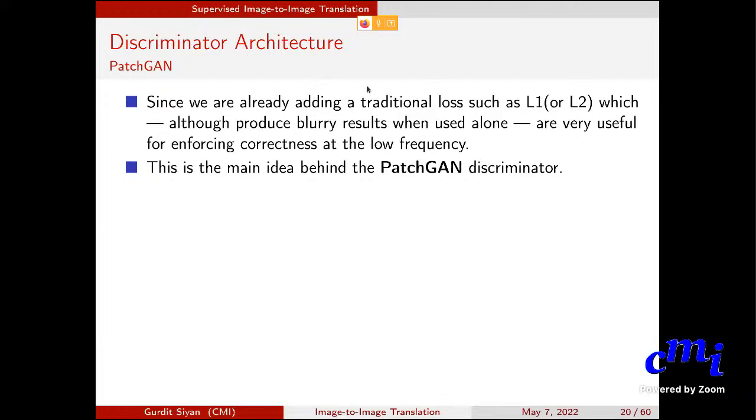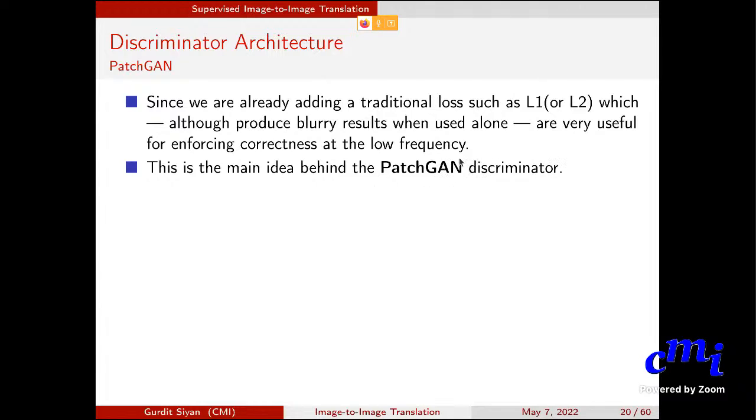Now let's build the discriminator for the GAN. Since we are already using a traditional loss like L1, we are already sort of minimizing the low frequency data. We are predicting low frequency data. They can produce blurry results, but we just need to make sure that the GAN also predicts the high frequency data. So that's the main idea behind their specialized discriminator, PatchGAN.